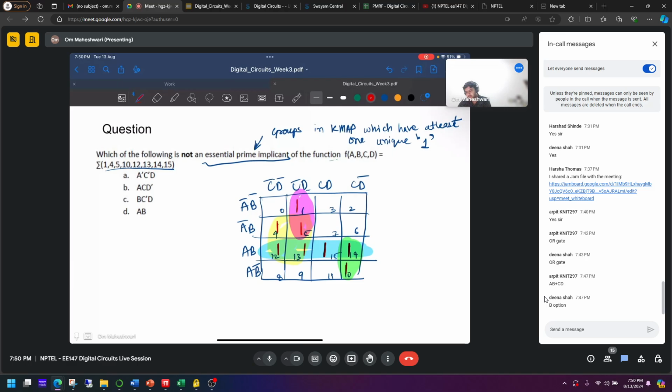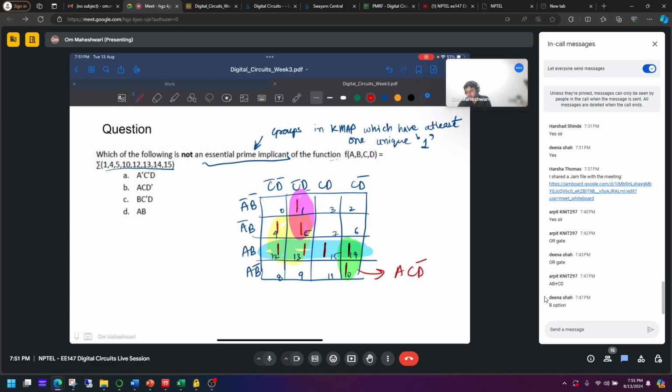So what are all the essential prime implicants? So you see all of these have at least one unique one which is not shared with anything, right? See this one is alone in this group, not shared with any other group. Here this one is alone in this group. Here in yellow group, this one is the one that is not shared with any other group. Here this is the one which is not shared. So all of these are essential prime implicants. So I'll write all the EPIs.